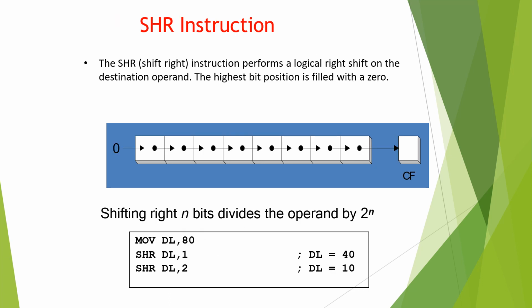And the SHR instruction. Here also the same content. Here the MSB will move one bit to the right hand side. So the LSB vanishes first and zeros will be positioned at the MSB for the first shift. For the second shift, 2 zeros will be inserted along the MSB position. So shifting right by n bits will divide the operand, the content, by 2 power n.